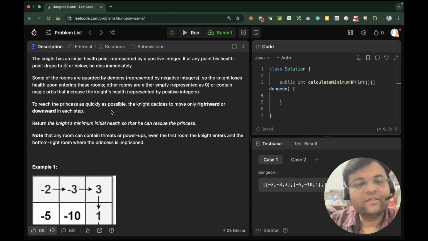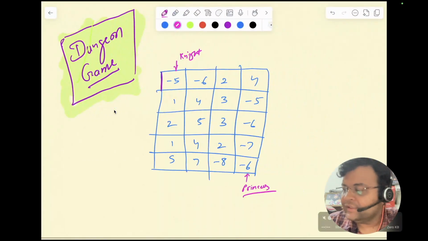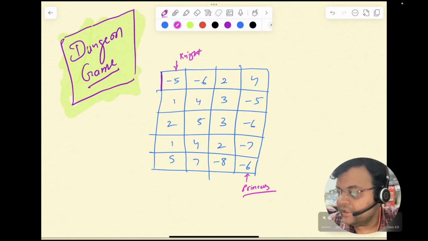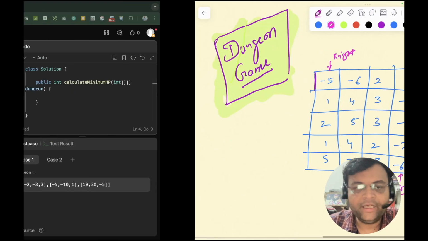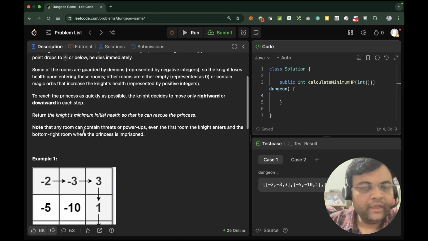To reach the princess as quickly as possible, the knight decides to move only rightwards or downwards. So this is kind of a catch. He can move only right or downwards. These are the two moves that are possible for the knight. Now return the knight's minimum initial health so that he can rescue the princess.